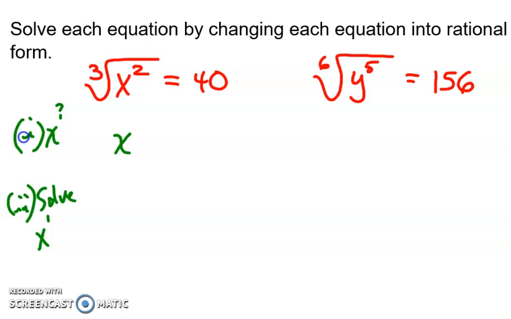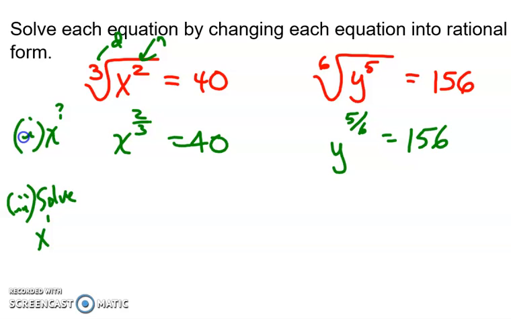The first one here is going to be x to the 2/3. Again, this is the numerator. This is the denominator. So it's going to be x to the 2/3 equals 40. And for the second one, it's going to be y to the 5/6 equals 156. The second step is we want to change that exponent from 2/3, 5/6 to a 1. So go ahead and think about what we did today or what we did last week. When you're finished with both problems, turn the video back on.